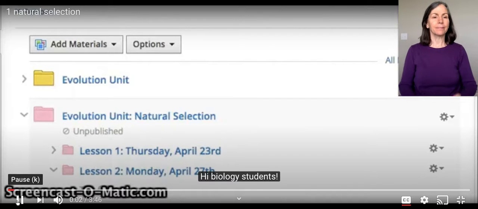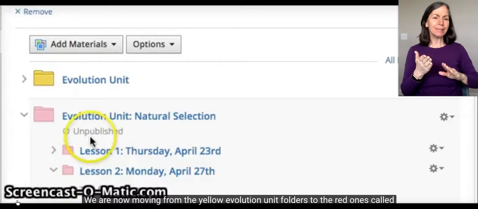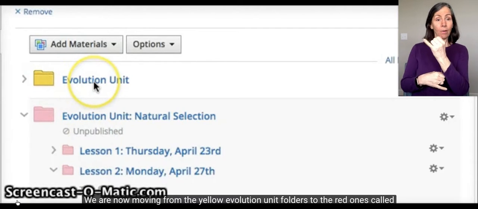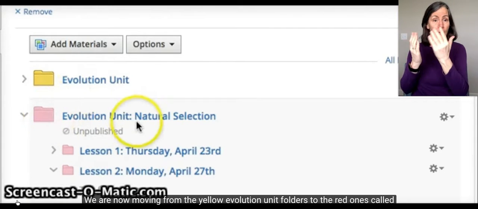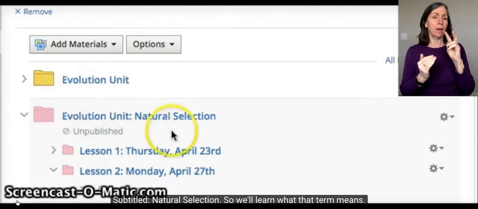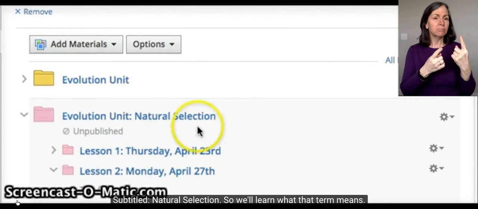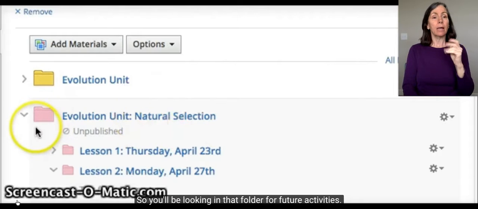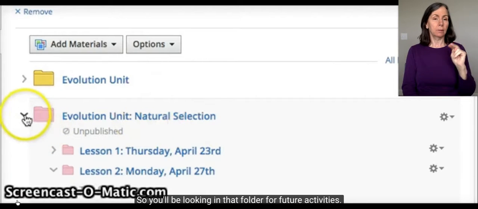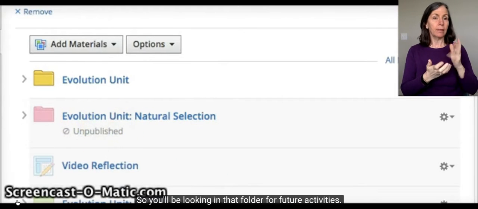Hi, biology students. We are now moving from the yellow evolution unit folders to the red ones called natural selection. So we'll learn what that term means. So you'll be looking in that folder for future activities.